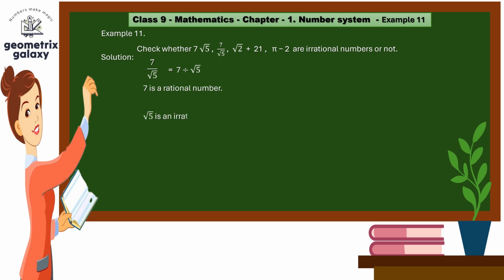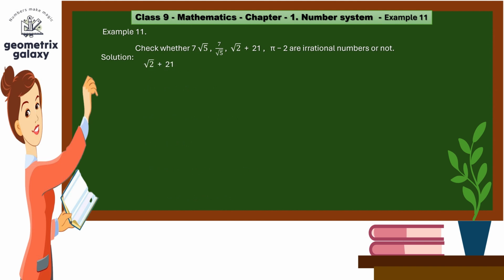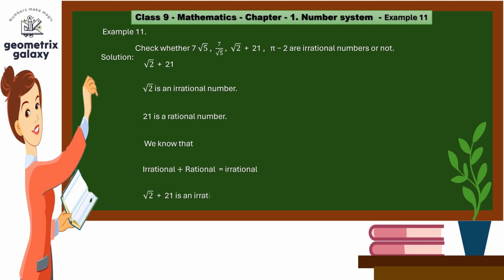Again 7 is a rational number. Root 5 is an irrational number. We know that rational divided by irrational is irrational. Therefore 7 divided by root 5 is an irrational number. Next, root 2 plus 21. Root 2 is an irrational number, 21 is a rational number. We know that irrational plus rational is irrational. Therefore root 2 plus 21 is an irrational number.